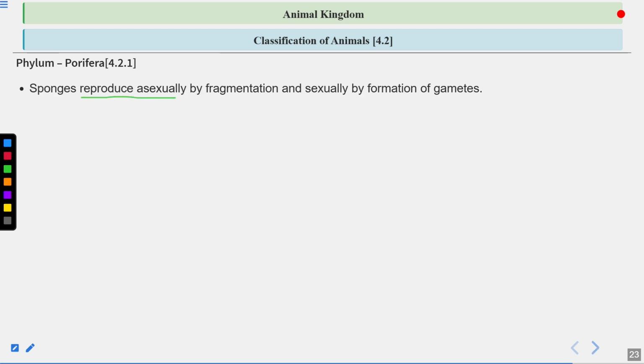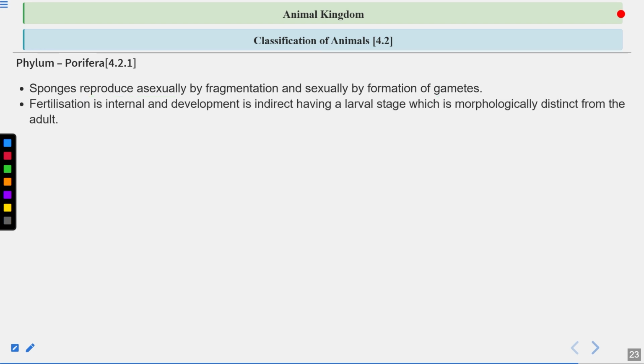Sponges reproduce asexually. Sometimes the sponges can break down and each part will behave as a new sponge, right? So there is a process of fragmentation through which we see the asexual mode of reproduction. Sexually, they form the gametes also. Fertilization is internal and the development is indirect, having the larval stage which is morphologically distinct from the adult.